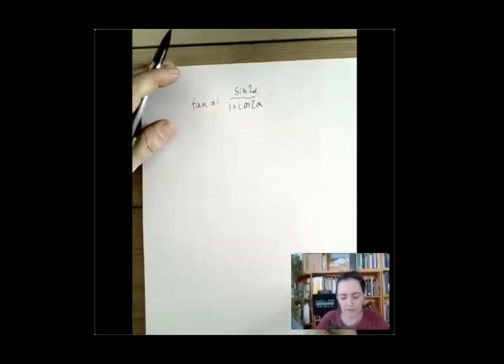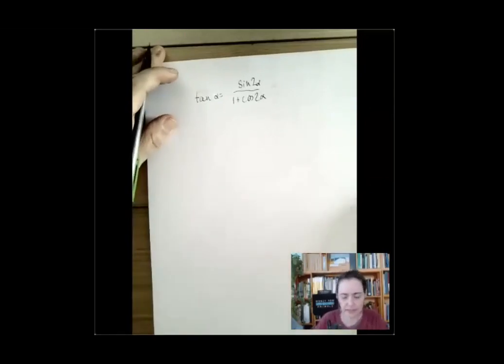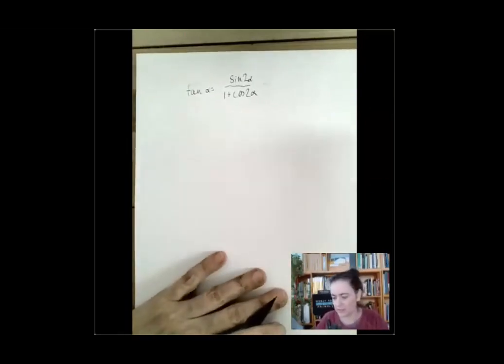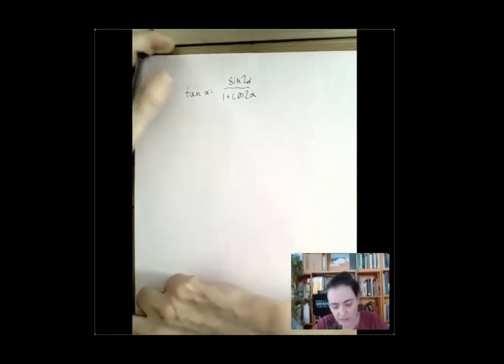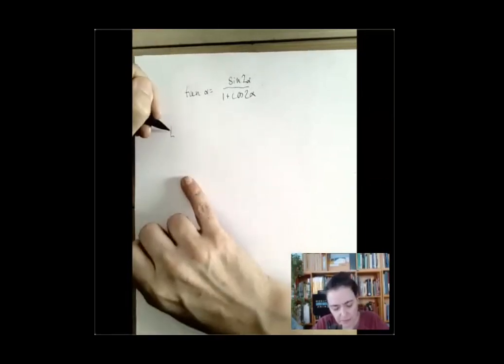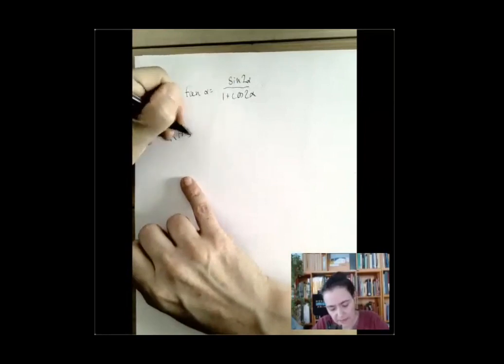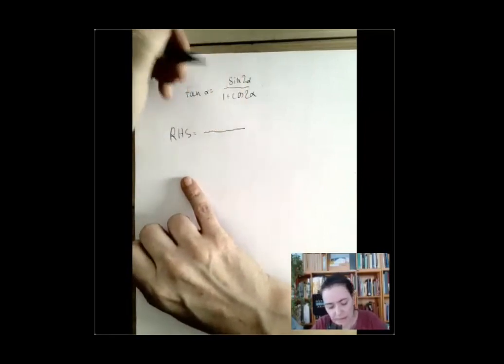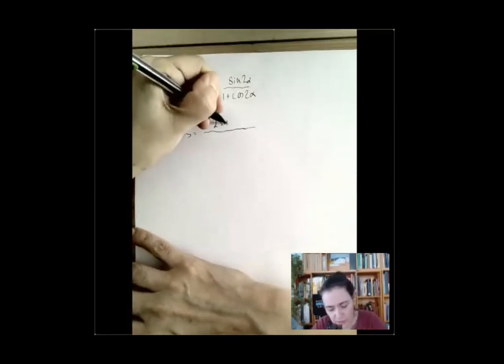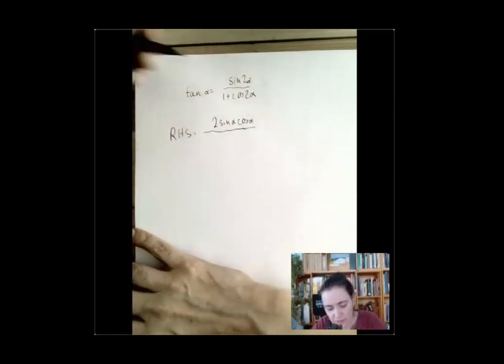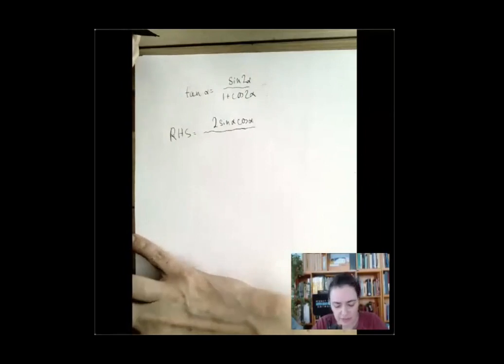So we're gonna manipulate the right-hand side until it becomes tangent alpha, which, as we know, is sine alpha divided by cosine alpha. So the right-hand side is, now that is just one form of the double angle formula for sine, so not much thinking there. You just rewrite sine of 2 alpha as 2 sine alpha cosine alpha.